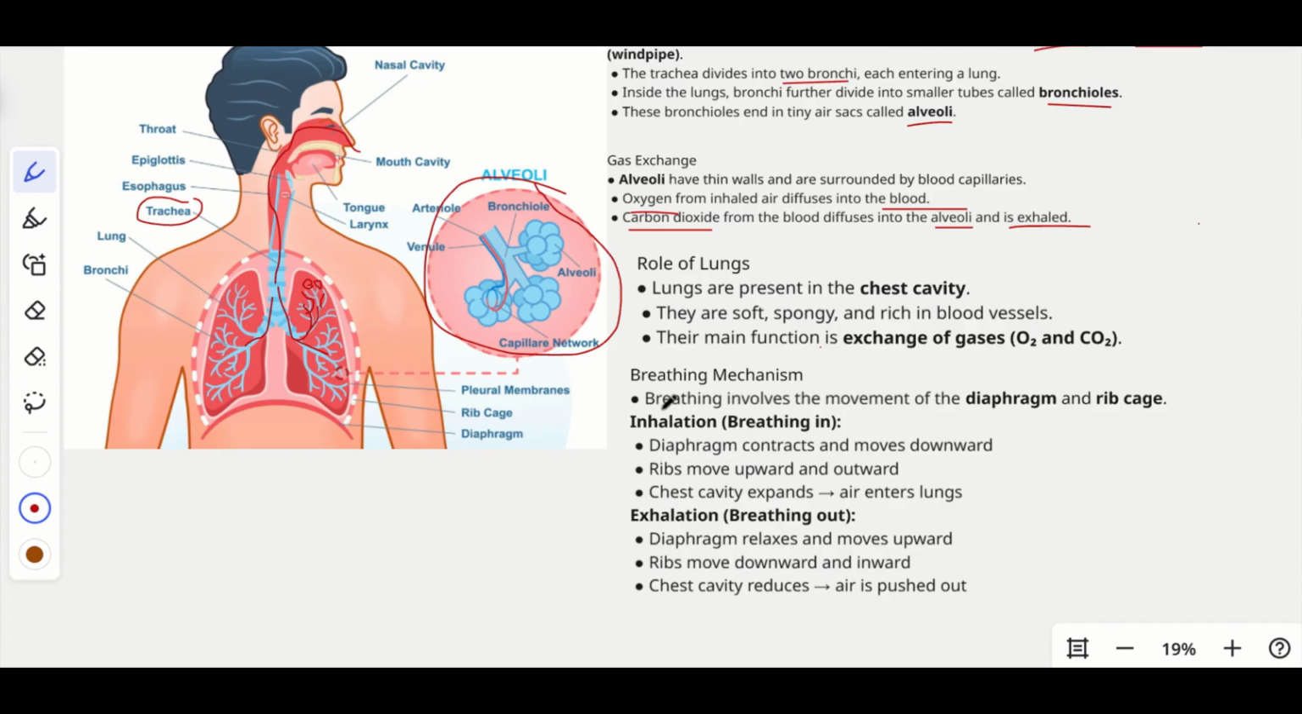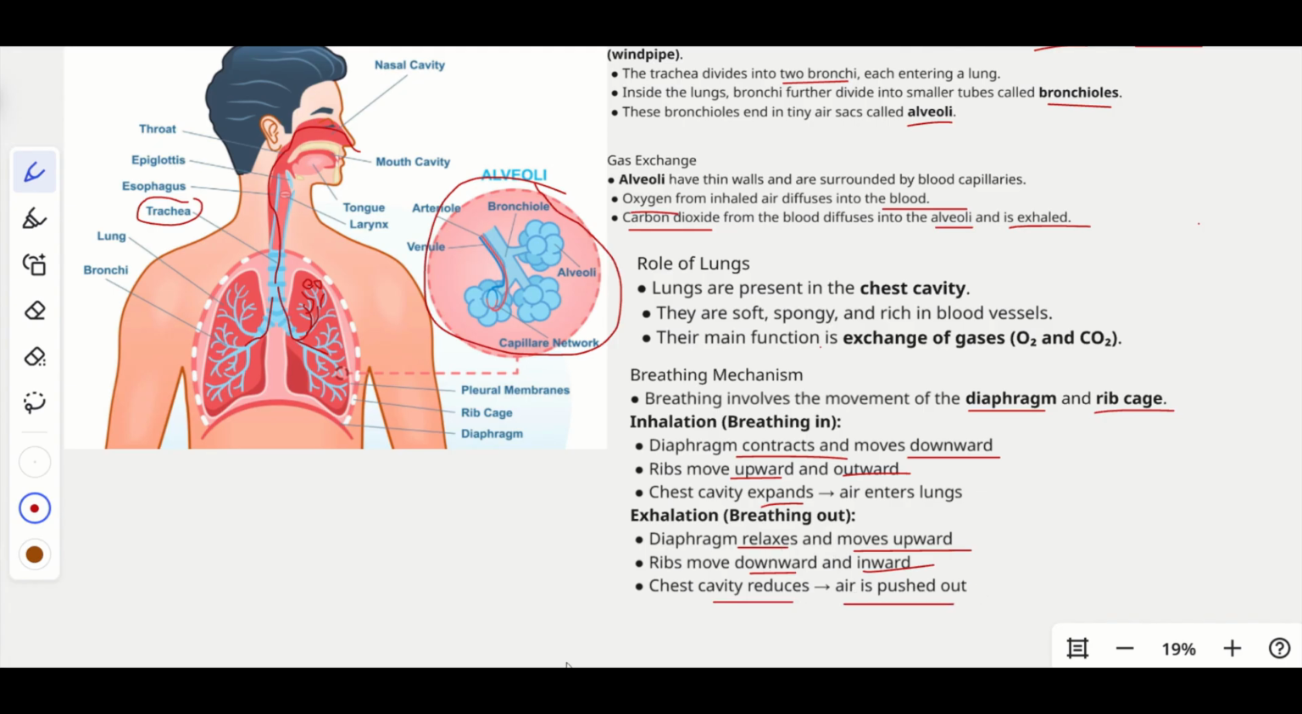Okay, so human respiratory system. While breathing, the diaphragm and rib cage will move, and the diaphragm contracts and moves downward while inhaling. Ribs will move upward and outward, and the chest cavity will expand. And in the exhalation part, it will be just the opposite. Diaphragm will be relaxed and move upward. Ribs movement will be downward and inward. Chest cavity will be reduced and air is pushed out.